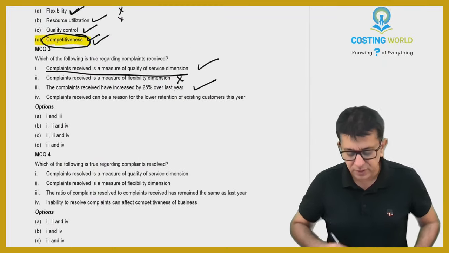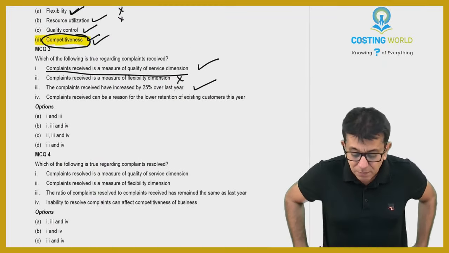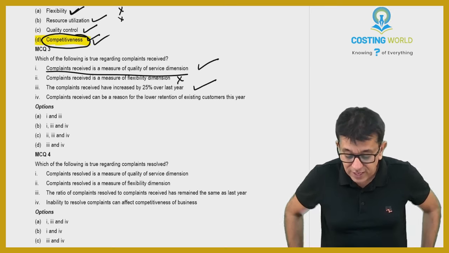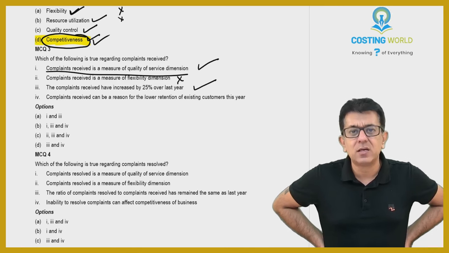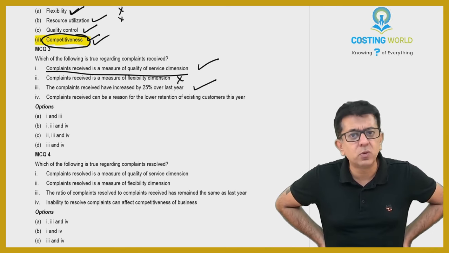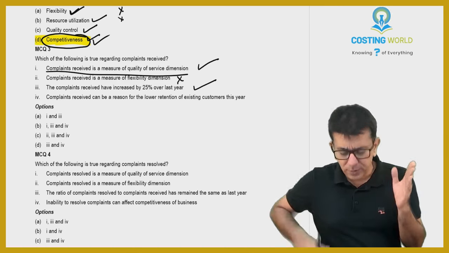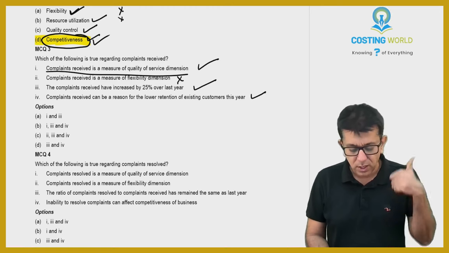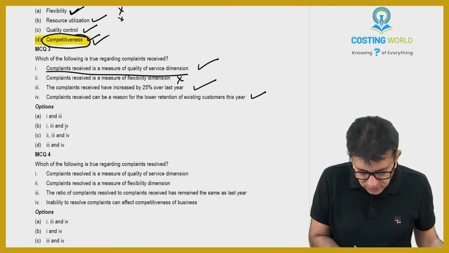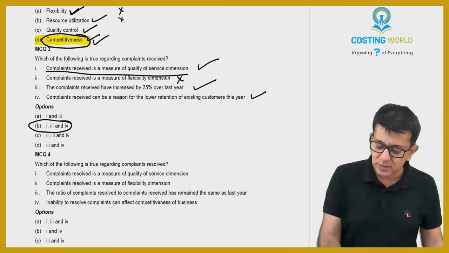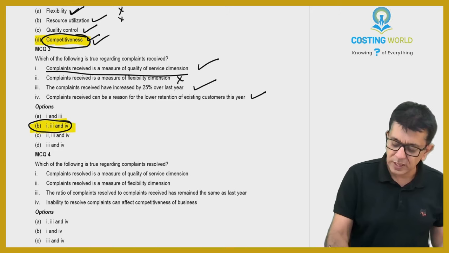Complaints received can be a reason for lower retention of existing customers this year. Absolutely correct. If the complaints are higher, customers will not like to be giving you new orders. They will rather go to your competitor. So this line is also correct. One is correct, three is correct, four is correct. So this should be your answer, I think.